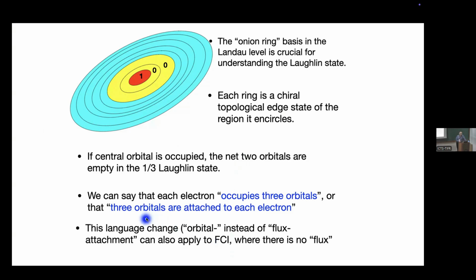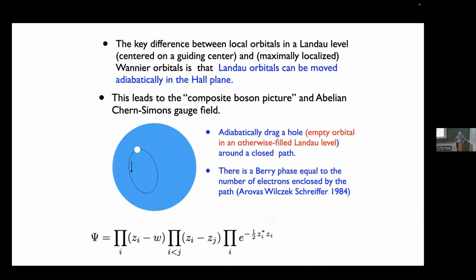So you can say this electron is occupying 3 orbitals, because in the Laughlin state, if the central one is occupied, there is 0% chance of any of the other electrons being found in that set. Or I'm going to use a language where 3 orbitals are attached to each electron. Okay. So this is the language change I'm proposing. So let's look at this a little bit more.